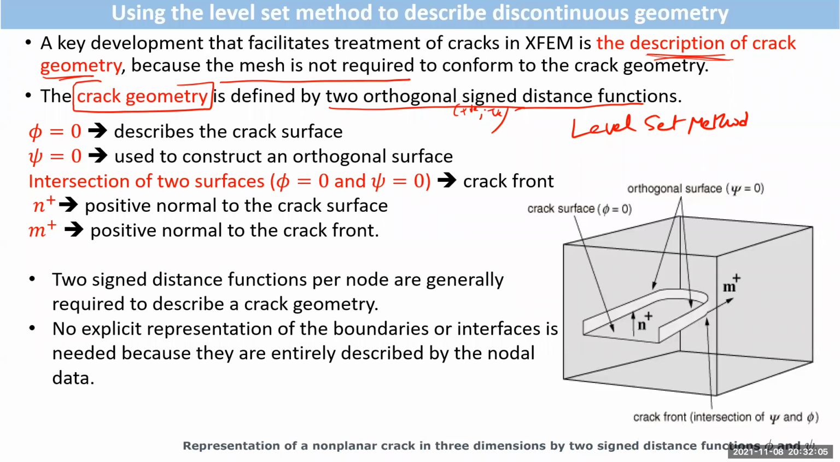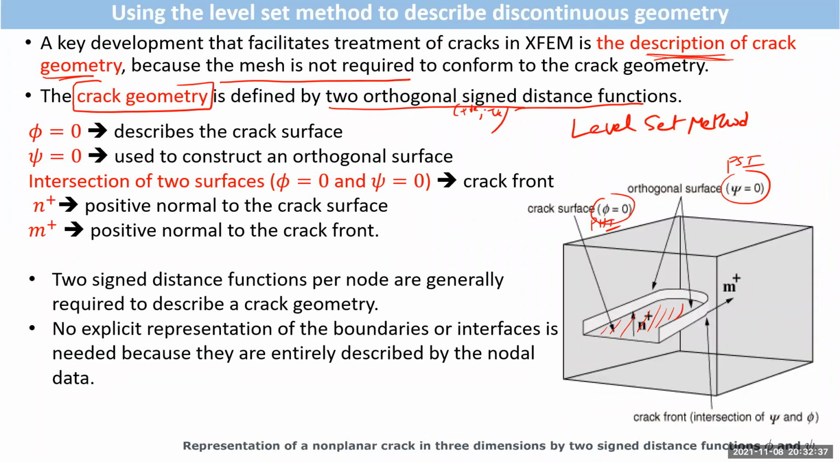Those are nothing but your phi and psi. So the definition of phi: if that's your crack surface, the crack surface has phi equal to 0. And the surface orthogonal to it has psi equal to 0. So this is psi and that's phi. And we can output this in our output request. That's how we will keep track of the crack.